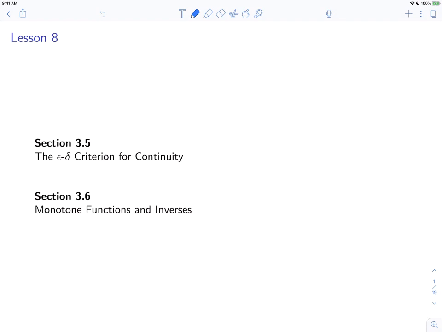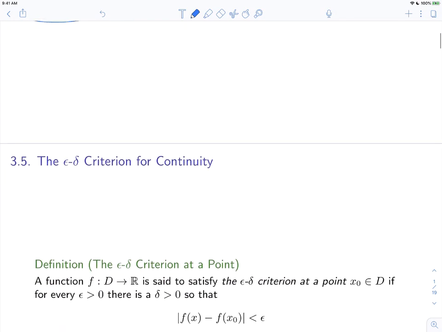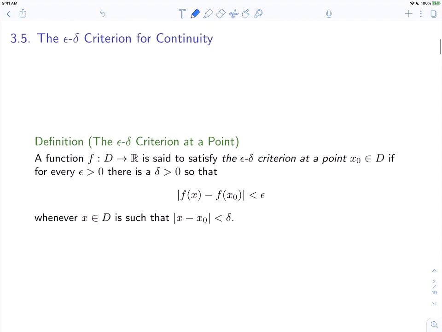Lesson 8. In this lesson, we'll talk about section 3.5, which is called the epsilon delta criterion for continuity, and section 3.6, which is about monotone functions and inverses. In this lesson, we'll focus on monotone functions, and we'll leave inverses for the next lesson. We'll start with section 3.5, the epsilon delta criterion for continuity.